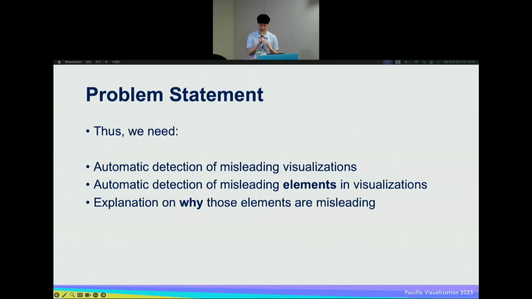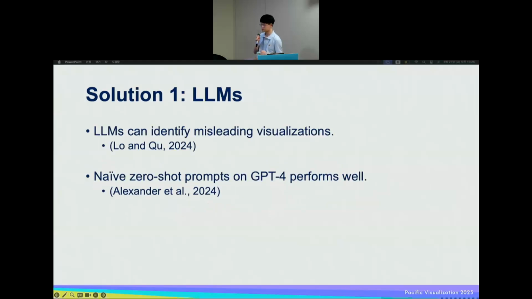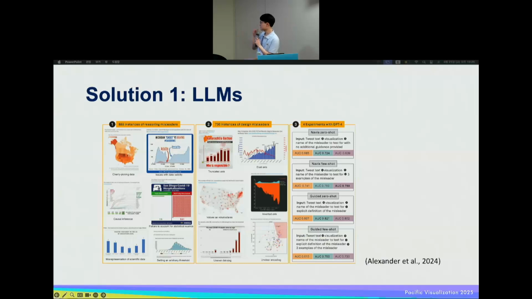And to provide answers to these three questions, we draw from two models. The first is large language models. Recently, research has found that large language models, such as GPT-4 models, are very effective in identifying misleading visualizations, even when using naive zero-shot prompts. This is an example. As you can see, there are various kinds of misleading properties of visualizations, including reasoning and design misleaders. And all of these kinds of misleading features can be identified with large language models.